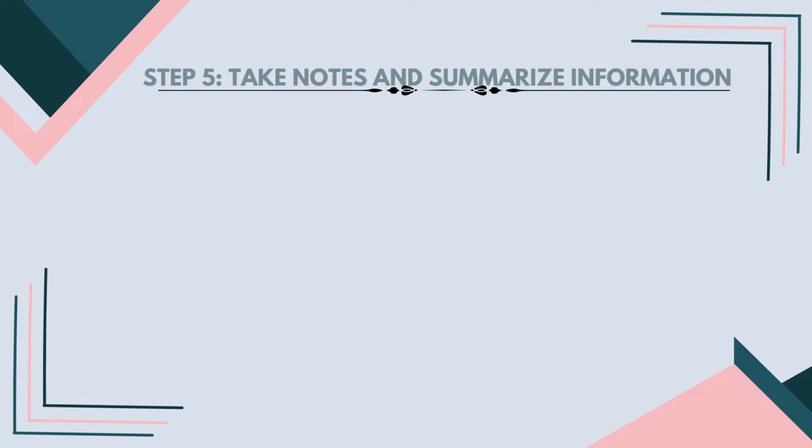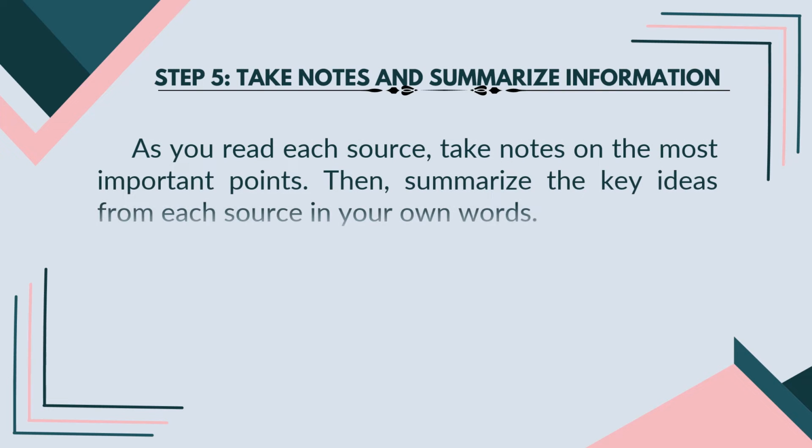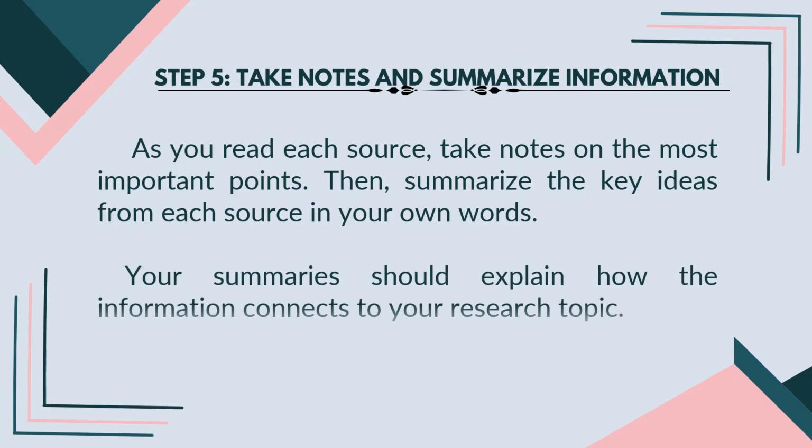Step 5. Take notes and summarize information. As you read each source, take notes on the most important points. Then summarize the key ideas from each source in your own words. Your summary should explain how the information connects to your research topic.